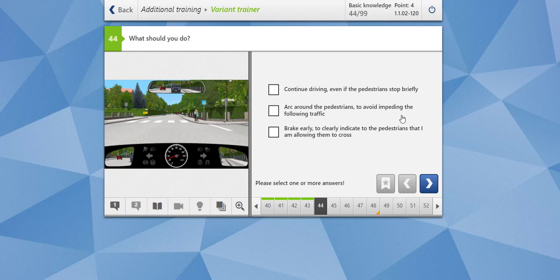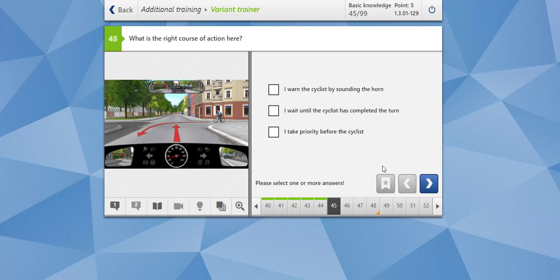Arc around the pedestrians to avoid impeding the following traffic? No, you should not arc around the pedestrians. Brake early to clearly indicate to the pedestrian that I am allowing them to cross. This is the correct option. Let's check the answer. Our answer is correct.